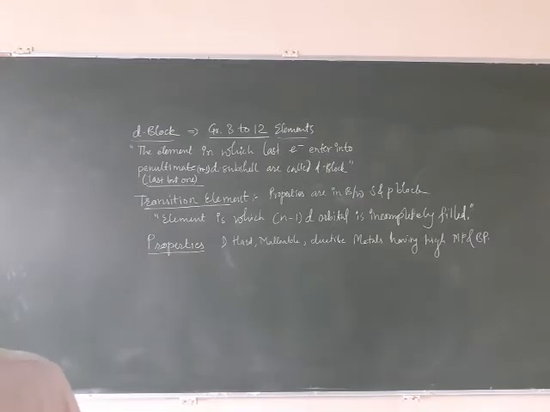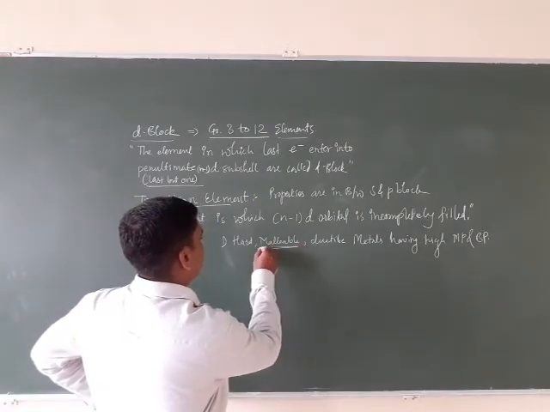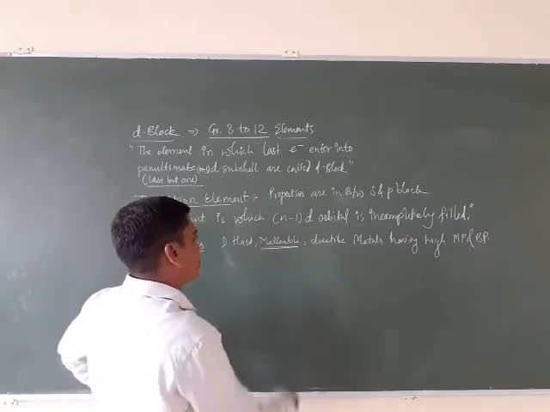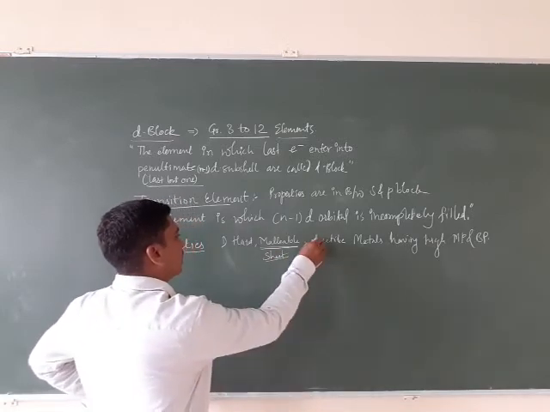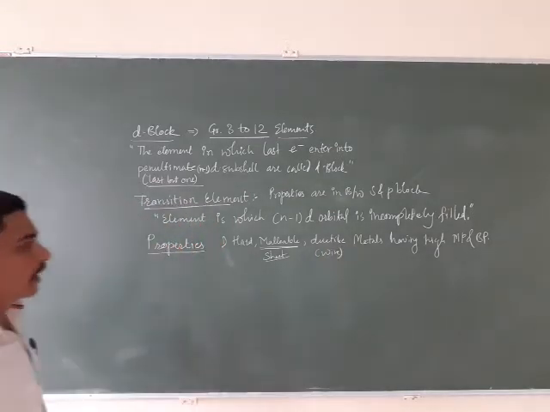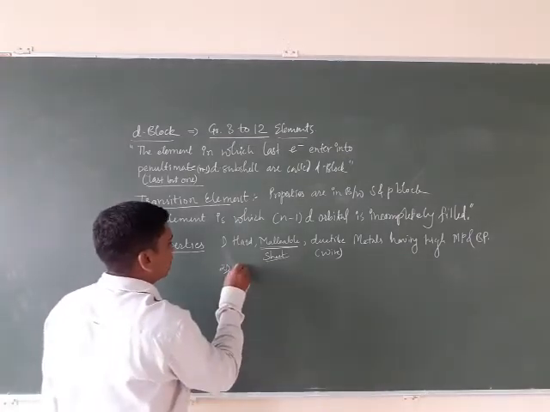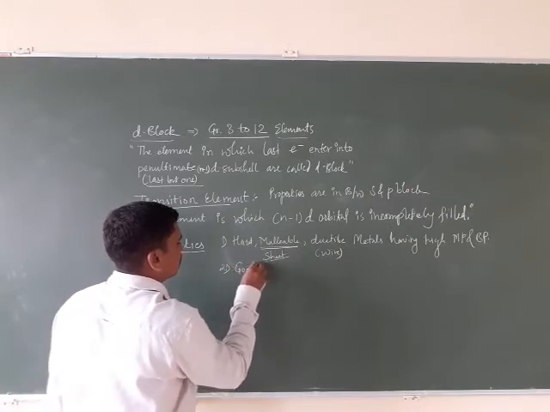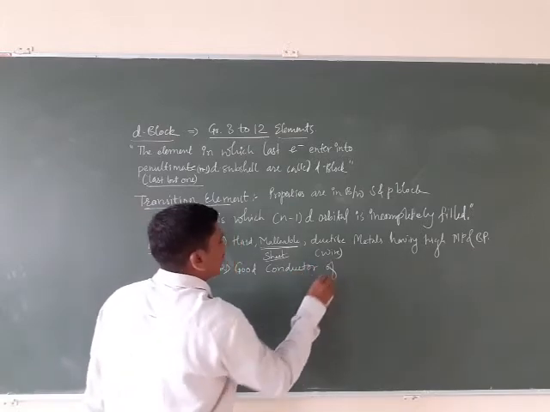They are hard. They are malleable. They can be converted into sheets by hammering. Whenever you hammer the metal, it gets converted into a sheet. That is called malleability. They are ductile. They can be drawn into wire. Then they are good conductors of heat and electricity. Second property, we know that metals are good conductors of heat and electricity.